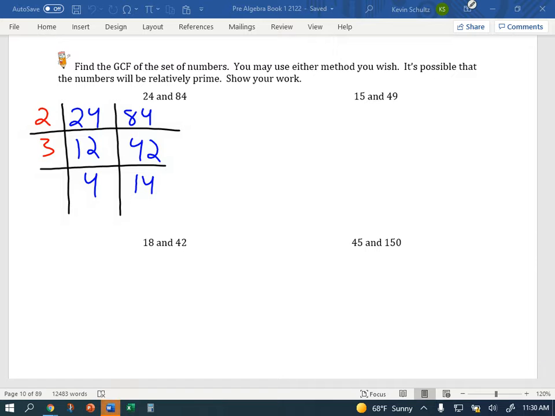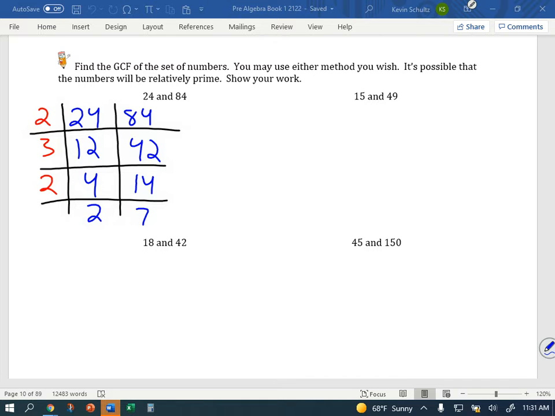And then what can we take out, John? Sure. What can we take out, Lexi? 2. Okay. 4 divided by 2 is 2. 14 divided by 2 is 7. And how do I know that I'm done with my red numbers down the side here? Mattis? Right, there's nothing else that can go into 2 and 7 evenly.